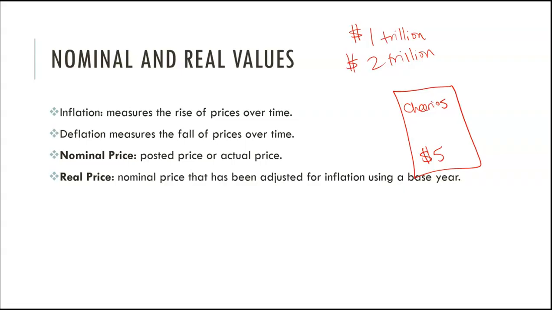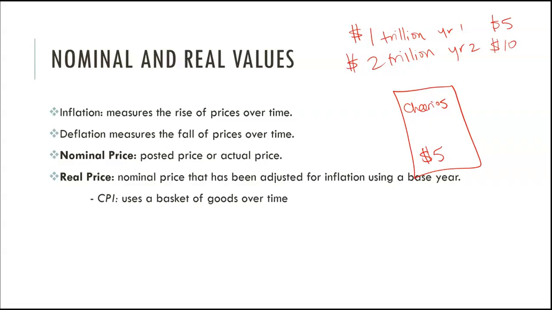If all prices doubled from year 1 to year 2, let's say everything in this original economy was $5 and the next year it's $10, we haven't actually produced any more stuff. It's just costing more money. So we want to make sure that we're adjusting our nominal prices to real prices or real GDP so that we can accurately compare years.